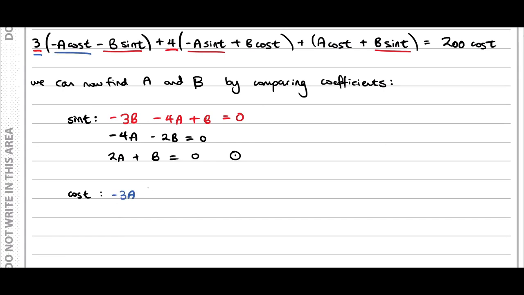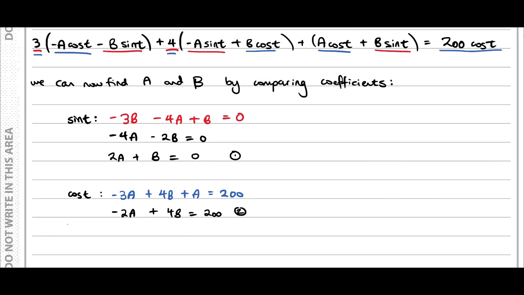We have 4 lots of b of them, so we have 4b, and then we have another a of them. On the right hand side, we have 200 of them. So we have minus 2a plus 4b equals 200. We'll call this equation 2.